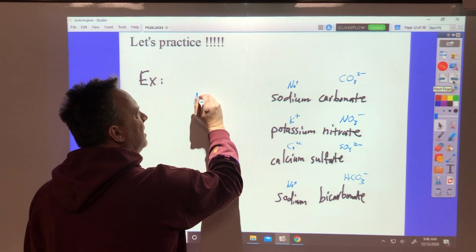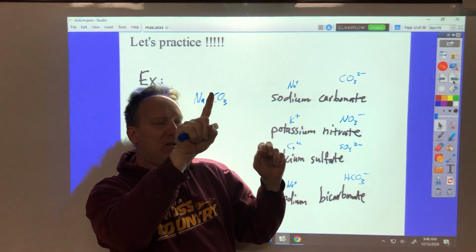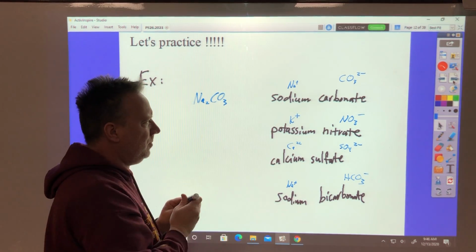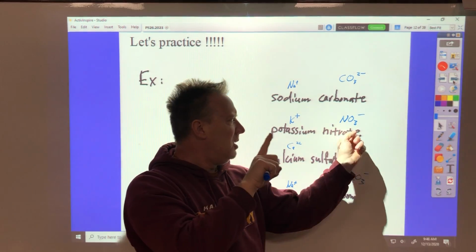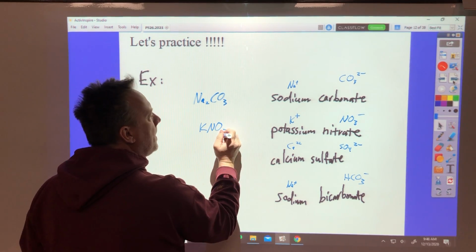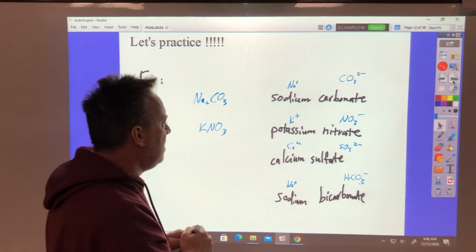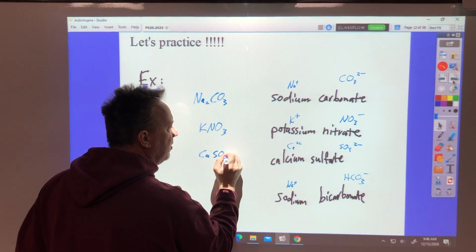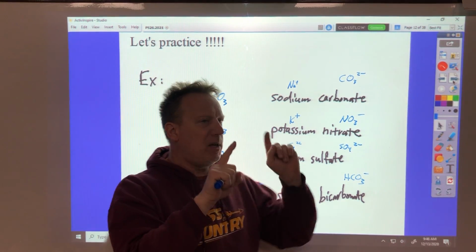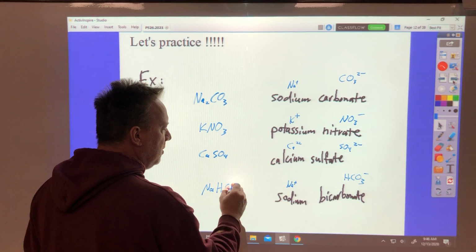So sodium carbonate is Na, and carbonate is CO3, but how many of each? Sodium gives 1 valence electron, carbonate takes 2, not a match, I have to have 2 sodiums. There they are. Potassium gives 1 valence electron, nitrate takes 1, that is a match, 1 of each. Calcium gives 2 valence electrons, sulfate takes 2, that's a match, 1 of each. CaSO4. Down here, sodium gives 1 valence electron, the bicarbonate ion takes 1, that's a match. So it should be NaHCO3, 1 of each.